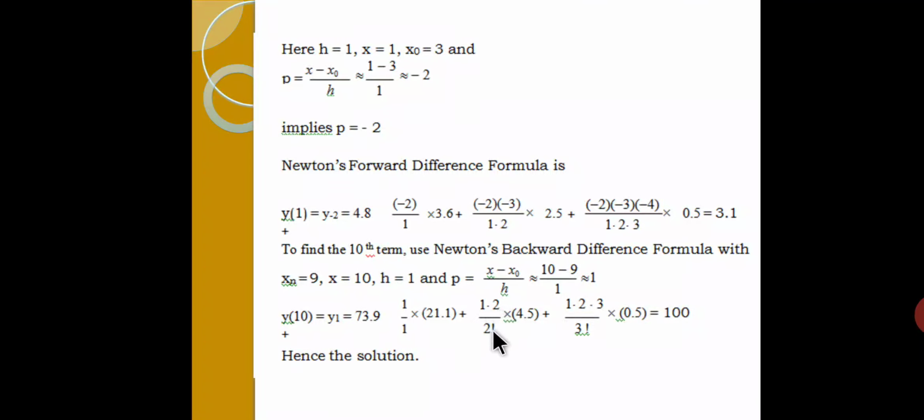1 into 2 by 2 factorial into 4.5 plus 1 into 2 into 3, so means p into p plus 1 into p plus 2 by 3 factorial into 0.5. We simplify these values, we get the value 100. So at x is equal to 10, the value of y is 100. At x is equal to 1, the value of y is 3.1. So the first value of the table is 3.1 and the end value of the table is 100. So hence the solution.